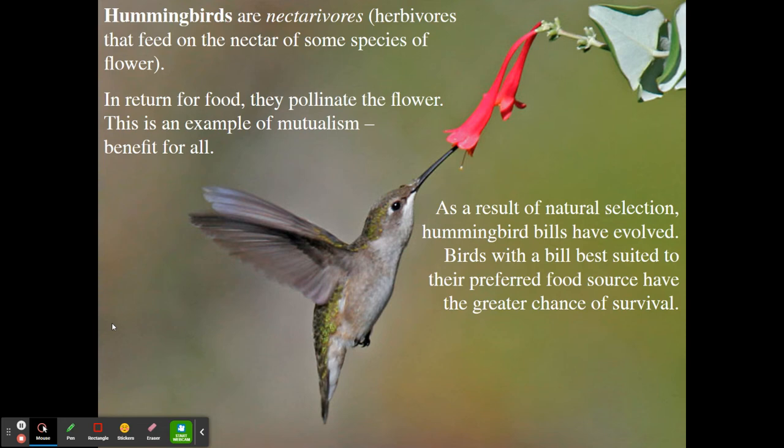So, for an example of this, I have a little example with birds. If we have hummingbirds, they are nectarivores, so that means they only feed on nectar. And in return for food, they pollinate the flowers, so it's a mutualistic benefit. So, as a result of natural selection, the hummingbird's bills, these long guys right here, have evolved along with the flower to be this really, really unique shape.